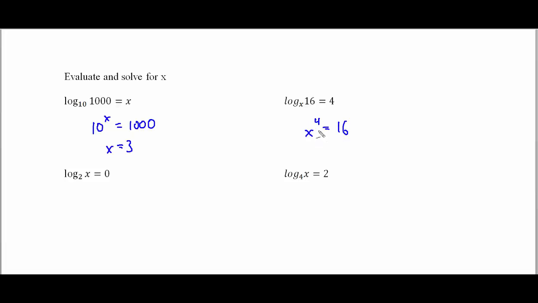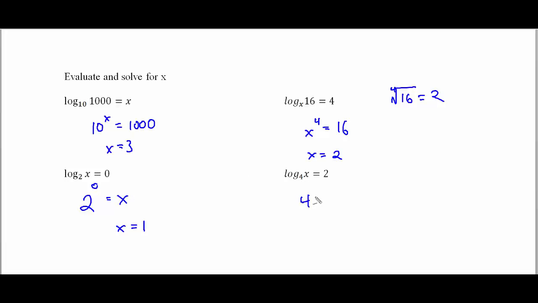So it takes just a little bit of reverse engineering to think about what number raised to the 4th power would be 16, and that number would be 2. Another way you could do it is take the fourth root of both sides, and the fourth root of 16 is 2. Here we have the base of 2, the exponent of 0, equaling x. So what is 2 to the 0 power? Well, that answer for x is 1, because anything to the 0 power is 1.